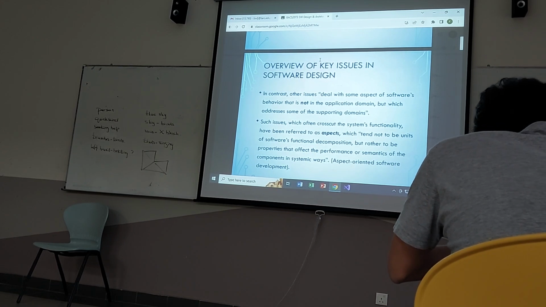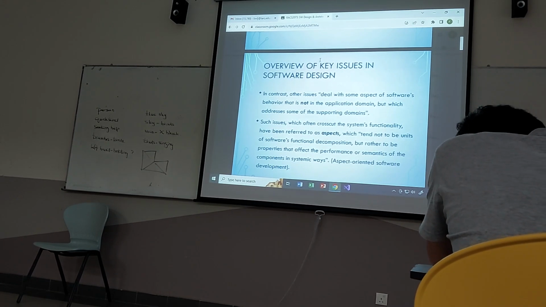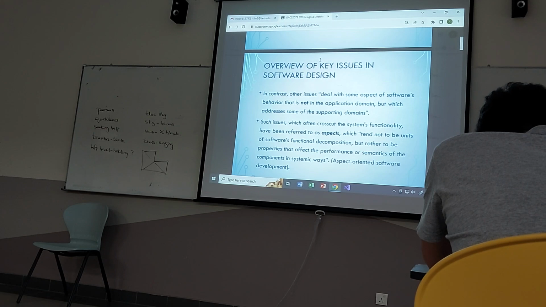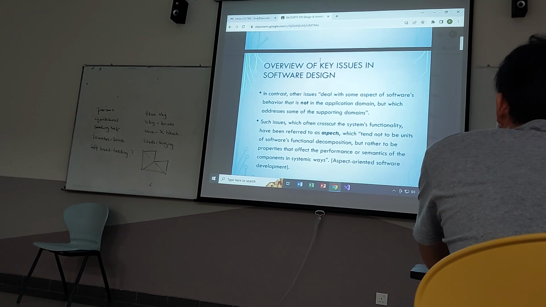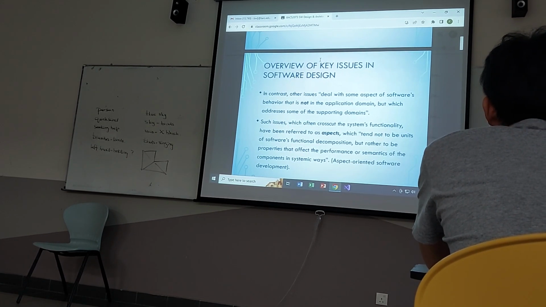But we've done it, then we realize, and then this other issue may affect different modules or affect different stakeholders also. Understand? Okay? So when it affects different modules, maybe these so-called issues may need to be implemented over different modules. It means that they cross-cut different modules.